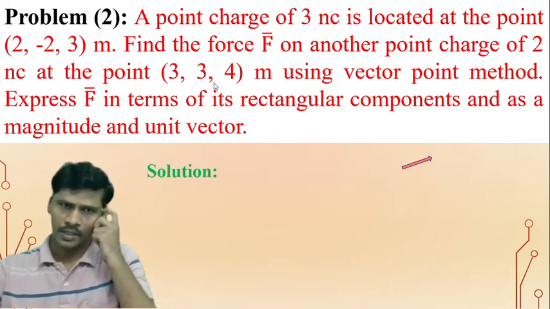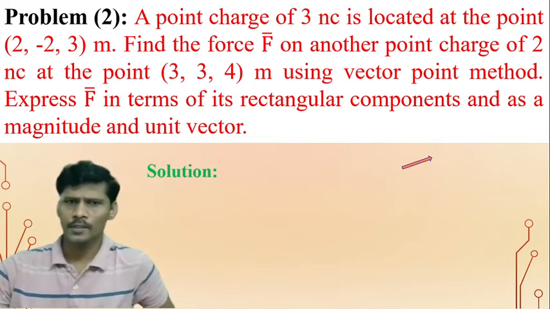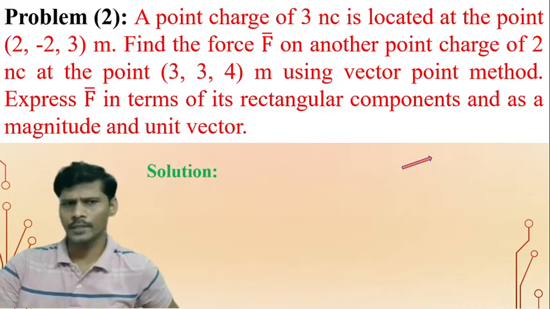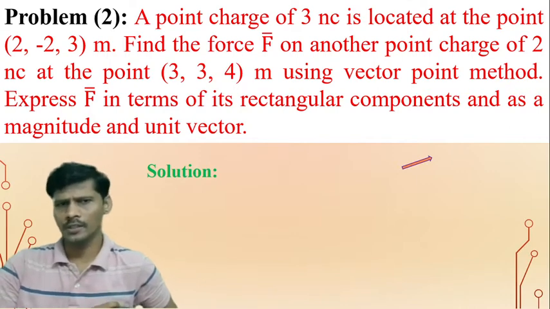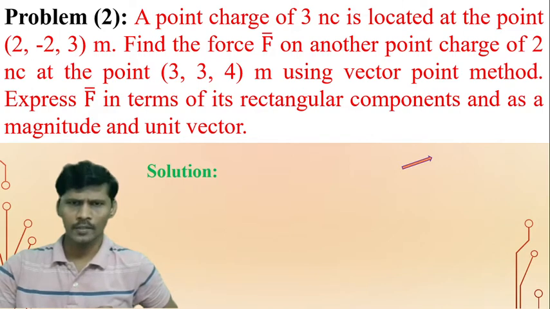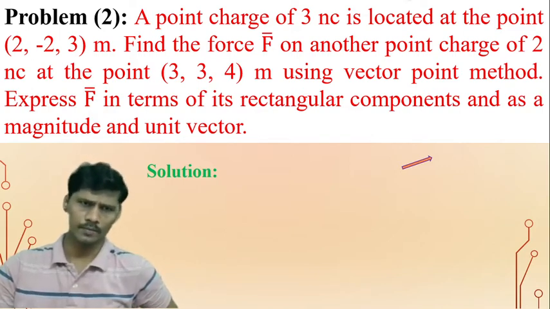So given that there are 2 point charges, what are the 2 point charges? One point charge is 3 nanocoulombs, located at (2, -2, 3) meters, and the second point charge is 2 nanocoulombs, located at the point (3, 3, 4) meters. Now here in this example, calculate the force on 2 nanocoulombs due to 3 nanocoulombs.